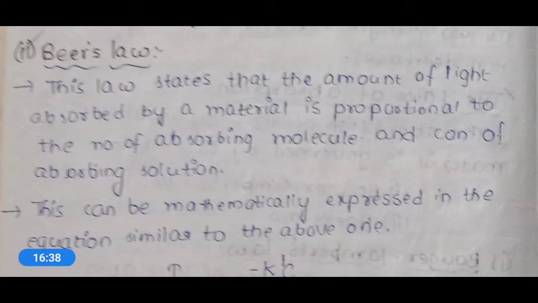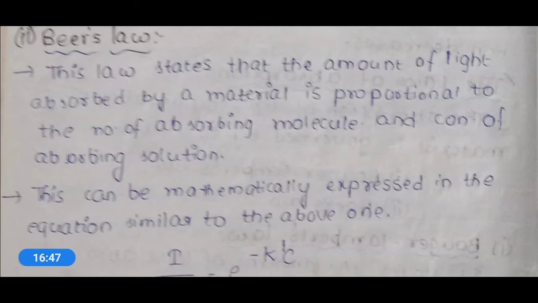the amount of light absorbed by a material is proportional to the number of absorbing molecules and also the concentration of the absorbing solution, and this can be mathematically given as I by I naught is equal to e to the power of minus k dash c. Here C is the concentration of the absorbing solution.